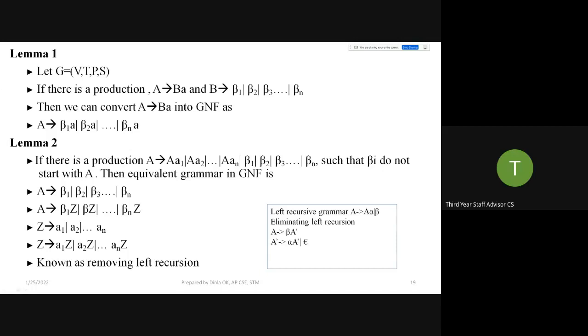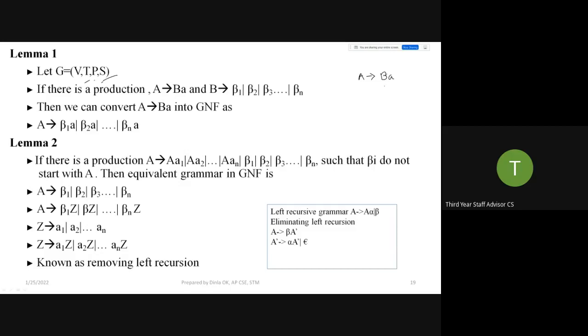Okay. So next we have a lemma. There are two lemmas for this Greibach normal form. In order to convert a CFG or a CNF to Greibach normal form, we must consider two lemmas. Lemma 1: we are given a grammar G equal to (V, T, P, S), where V is the set of non-terminals, T is the set of terminals, P is the set of productions, and S is the start symbol. Suppose there is a production of the form A implies BA, that is, a non-terminal B followed by A.